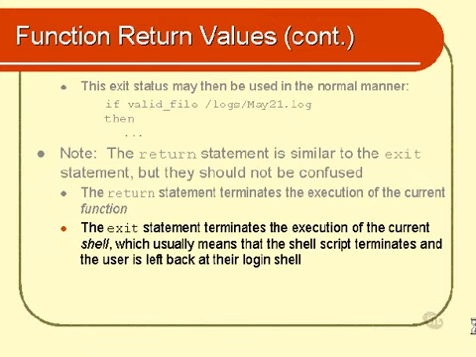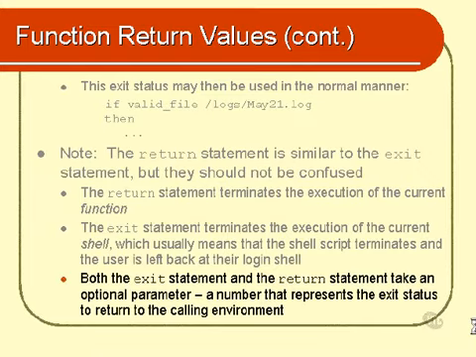And whether you use return or exit, both of them take an optional parameter. That number represents the exit status that is returned to the calling environment. Now if it's a function, that represents the function's exit status, and if it's using exit, as in exit the whole shell script, then the number will represent the exit status of the entire shell script.